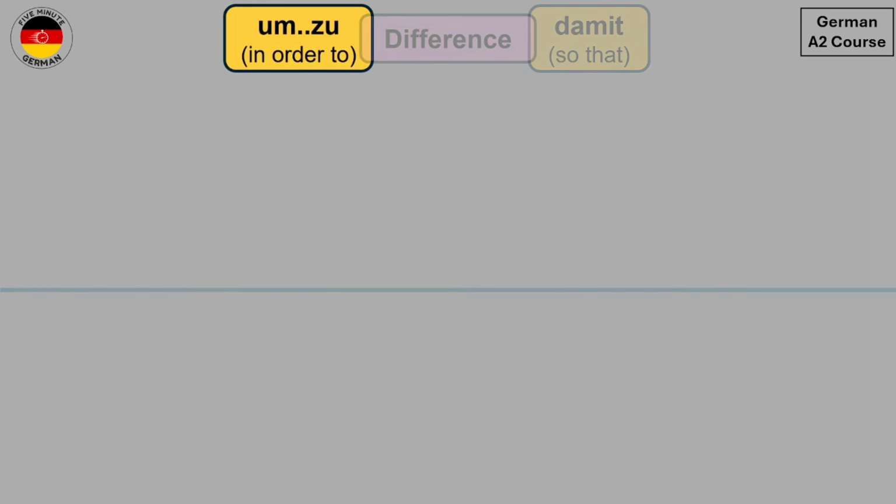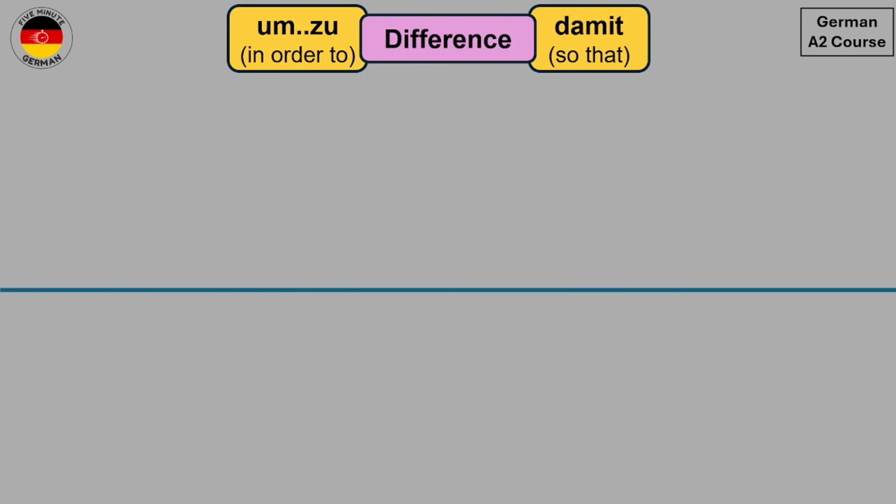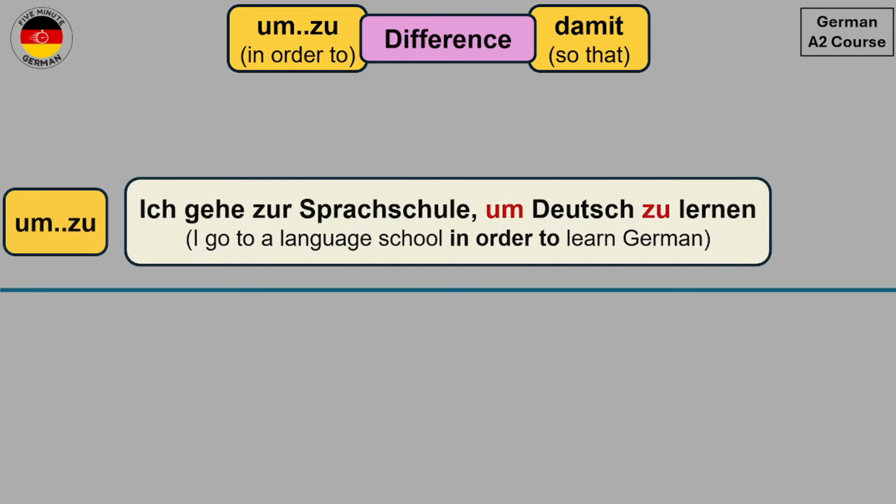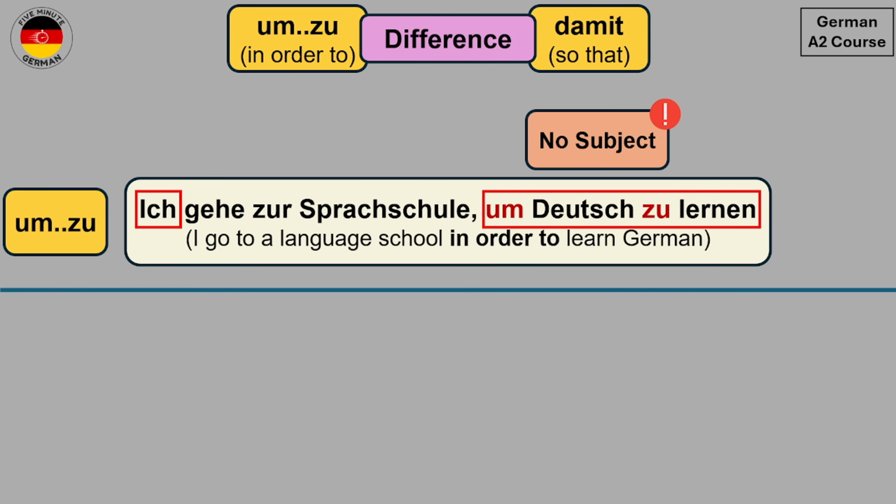Now let's take a look at damit, and we will do this by doing a comparison with zu so that it is easier for you to understand. A sentence with zu, which we already saw, was: Ich gehe zur Sprachschule, Deutsch zu lernen. And you see that we have no subject over here because we are talking about the same person, and the verb goes to the end in infinitive form.